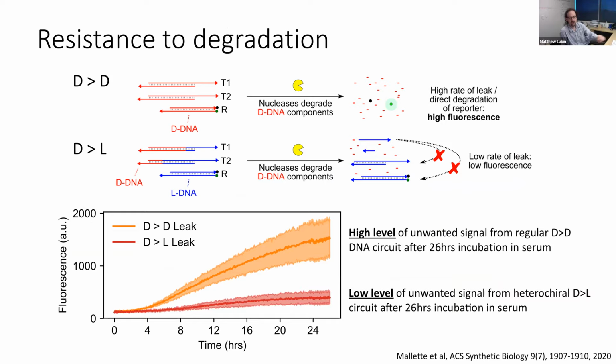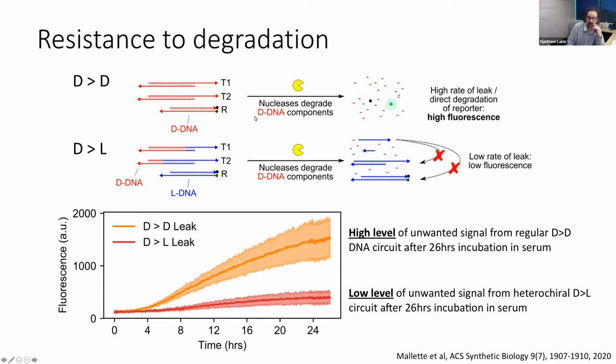And so we did some experiments with these things in serum supplemented media. What we did was incubate the D to D and the D to L versions of the system in media and see what happens after 24 or 26 hours. With the D to D version, you see a much stronger amount of leak than with the D to L version. The reason is that when you degrade these DDNA pieces, some of them are going to degrade this reporter and release fluorescence.